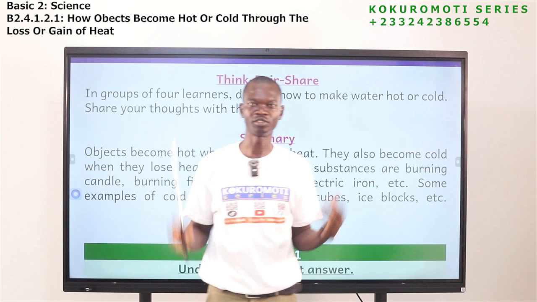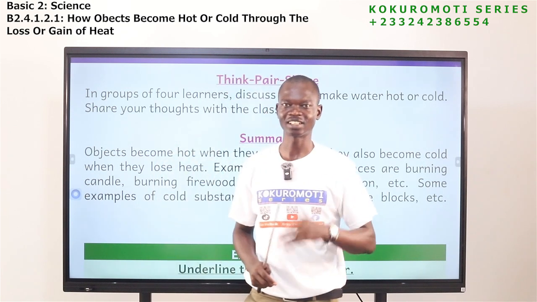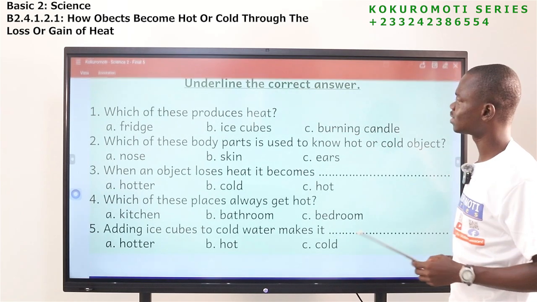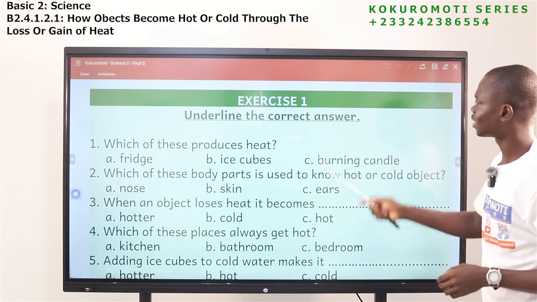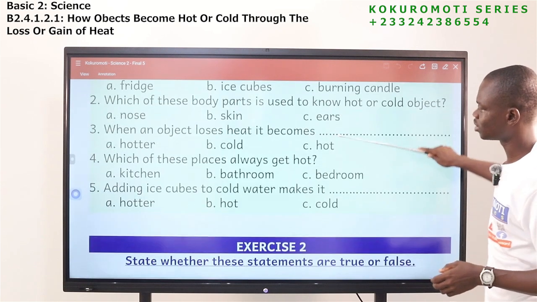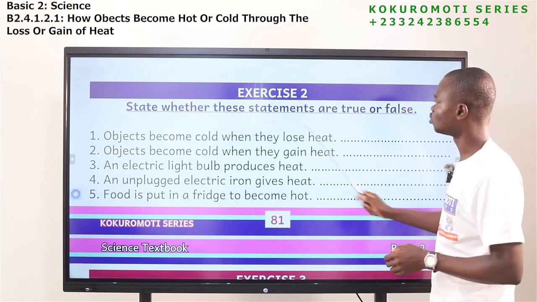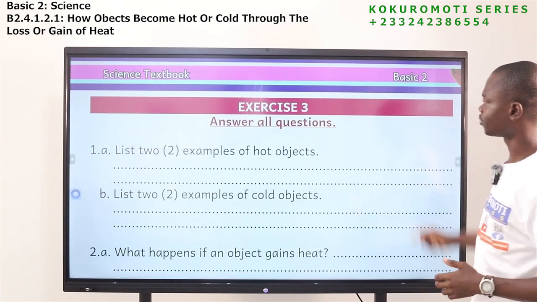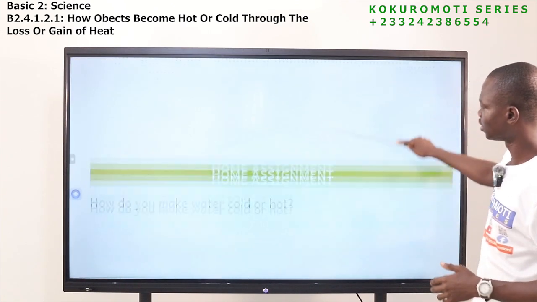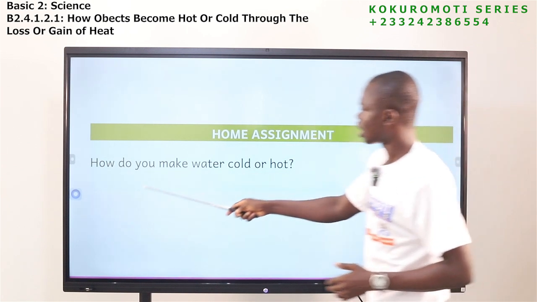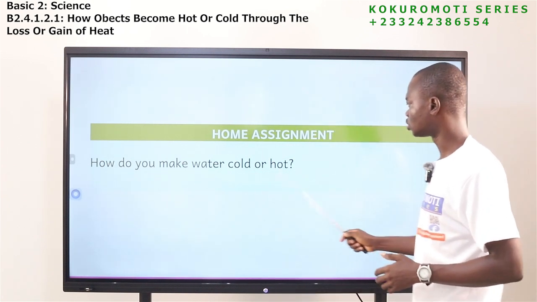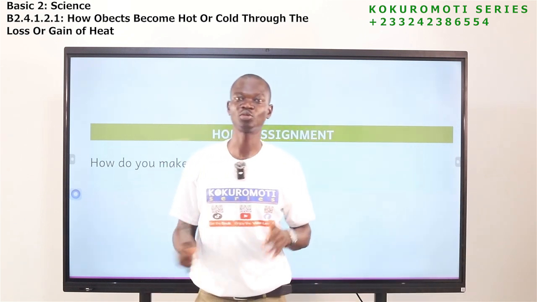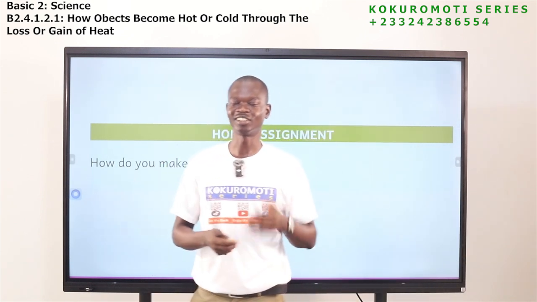You take your time and then you read the test, you understand it. Now, before we close today's lesson, let's look at these exercises. Exercise 1, underline the correct answer. We have 5 questions. Exercise 2, state whether these statements are true or false. We have 5 questions. Exercise 3, we have questions here, and then we have a home assignment. How do you make water cold or hot? So this is your home assignment and I believe this is easy for you. You can do it right now and send your answer to me.